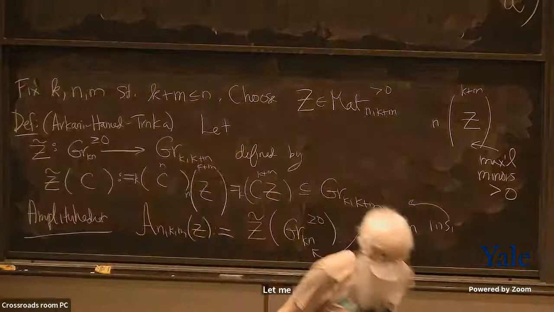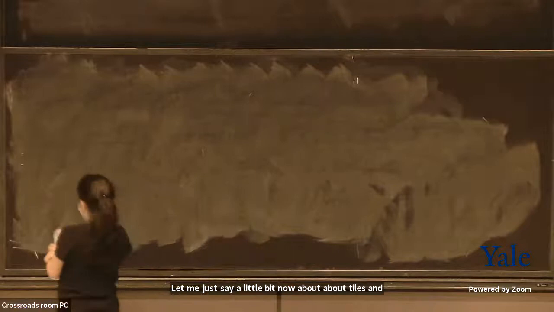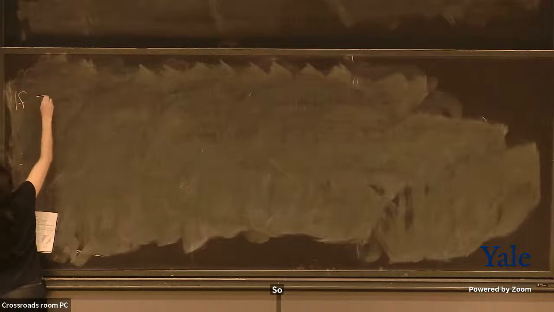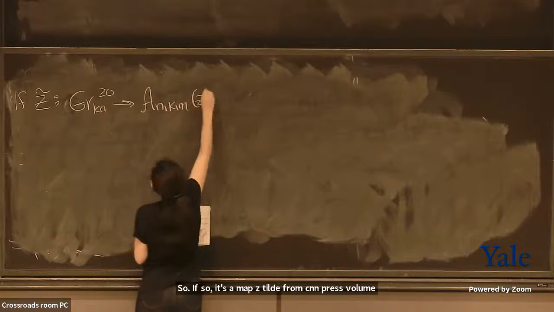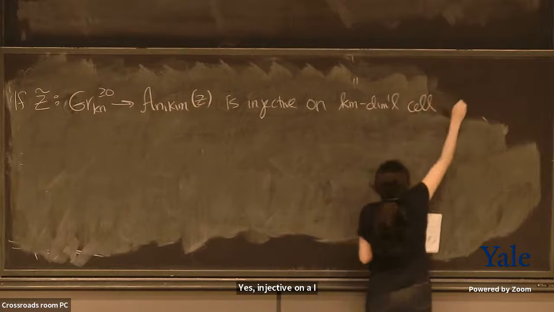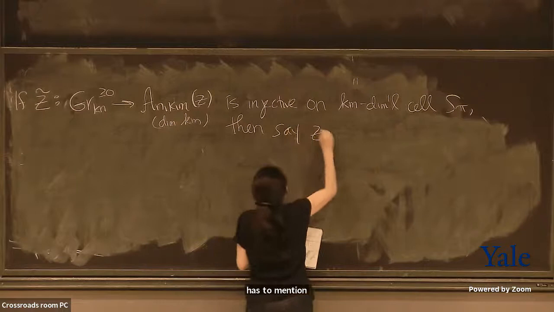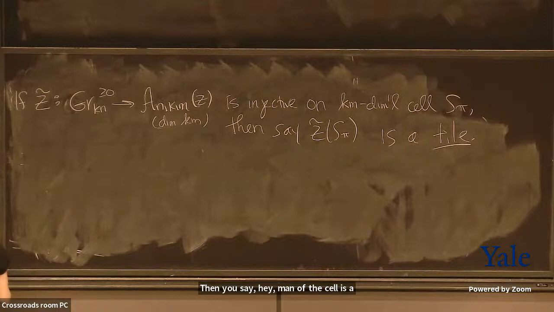Okay, so let me just say a little bit now about tiles and the cluster structure that we see. If the map Z tilde from the TNN Grassmannian onto the amplituhedron is injective on a k times m dimensional cell S_i, then we say that the image of this cell is a tile. And so now I can tell you, in the case m equals 2, precisely what the tiles are.